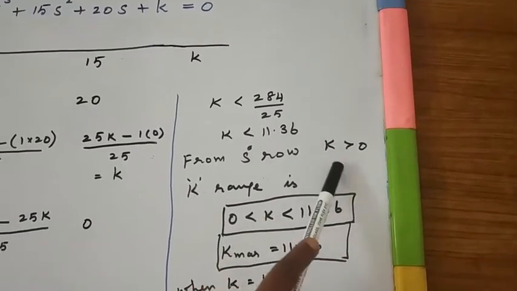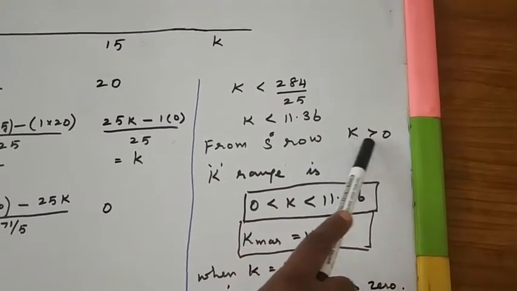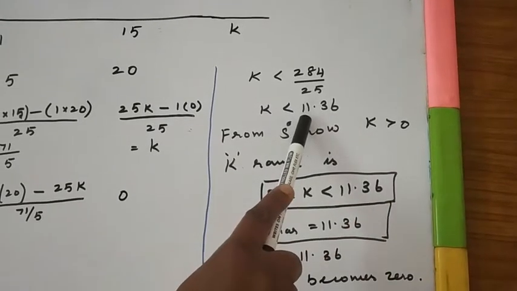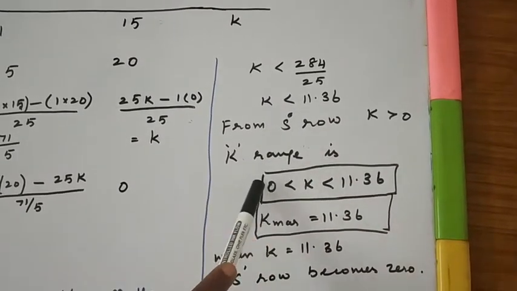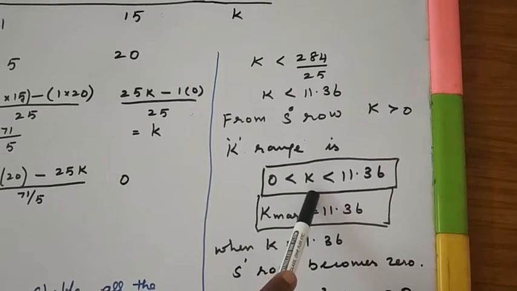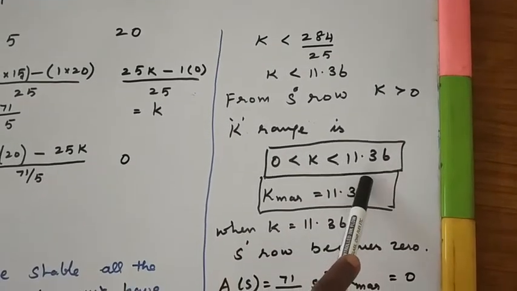So here we got two conditions for k. One is k greater than 0. The other is k less than 11.36. From here we derive the k range: k lies between 0 and 11.36.